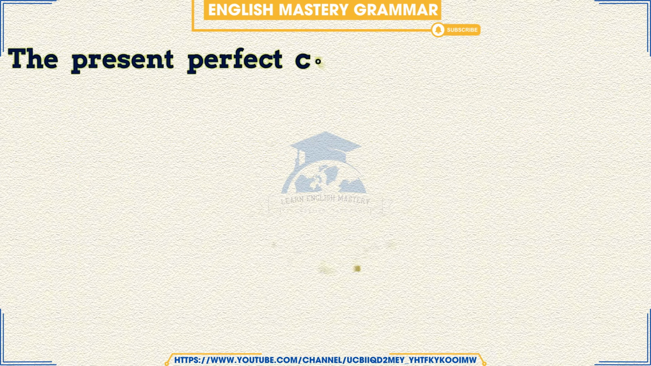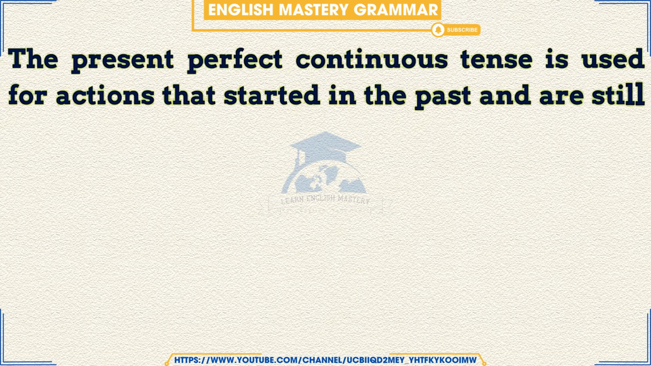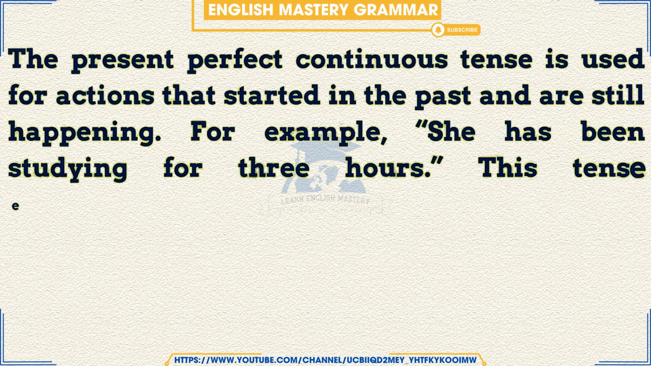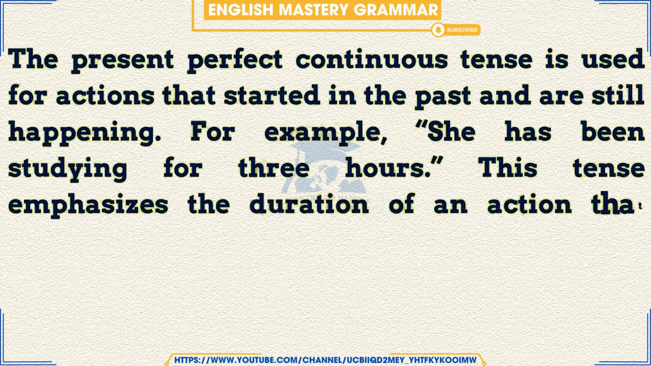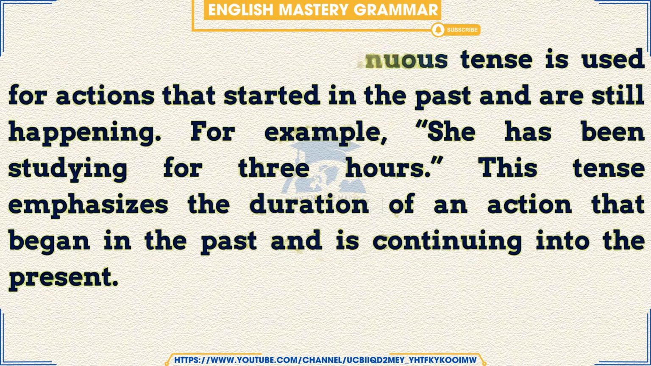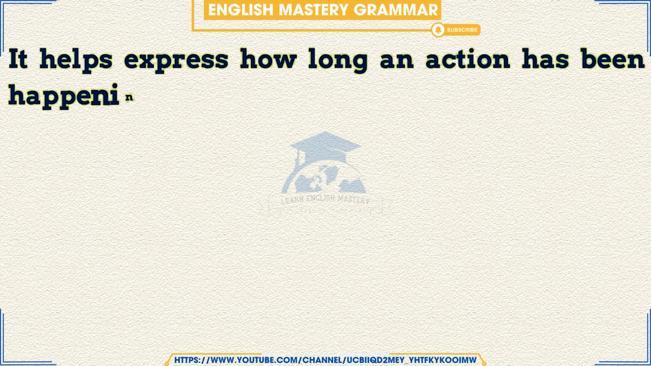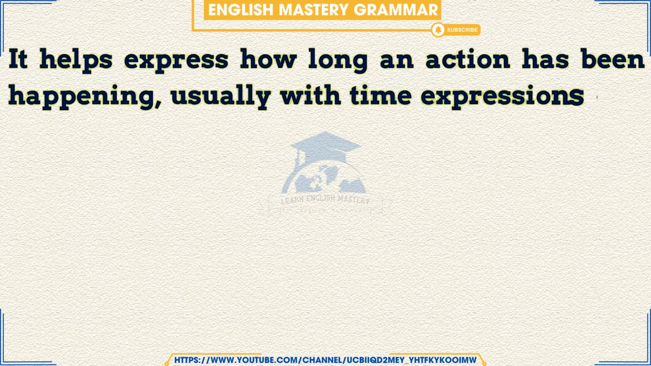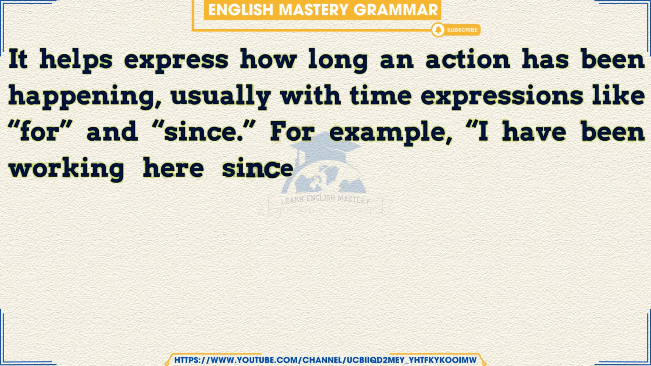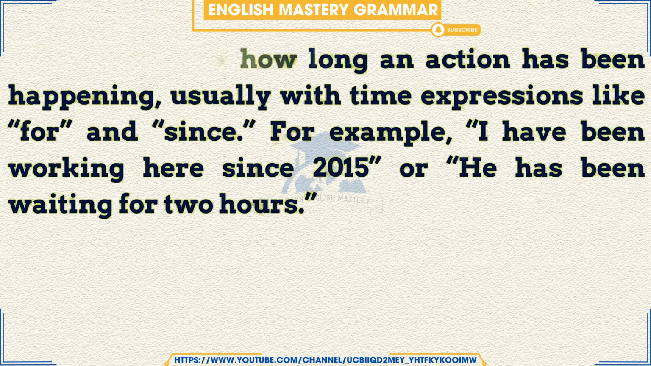The present perfect continuous tense is used for actions that started in the past and are still happening. For example, "She has been studying for 3 hours." This tense emphasizes the duration of an action that began in the past and is continuing into the present. It helps express how long an action has been happening, usually with time expressions like "for" and "since." For example, "I have been working here since 2015," or "He has been waiting for 2 hours."